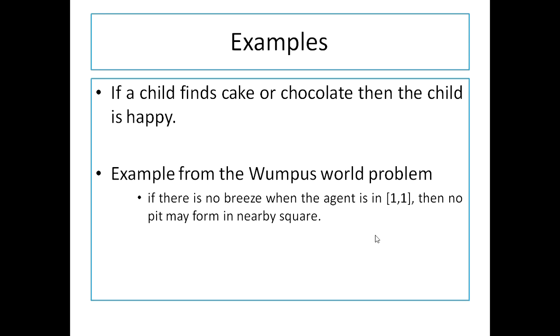Similarly, for the Wumpus world game, you can prove whether the statement is correct by contradiction. For example, if there is no breeze in a particular square and the agent is in square 1,1, then you can conclude that there is no pit in the nearby square. So this kind of statement can be proved by contradiction. You can apply inference rules, the resolution inference rule, for that.